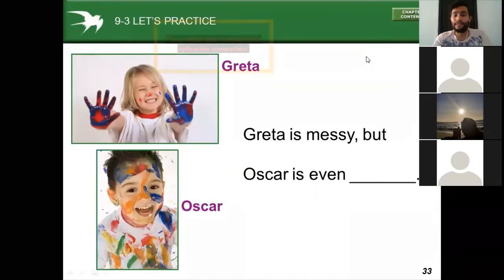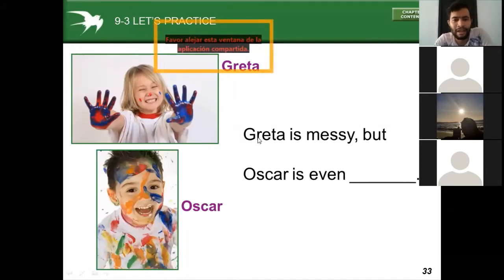All right, so let's have some practice here. Take a look at this girl. She's smiling and she was painting with her hands. She is Greta, and Greta is messy. But take a look at the man, Oscar, this little boy. Take a look at, she got dirty, but he's actually dirtier, right? But take a look here. What do you think? But Oscar is even messier.